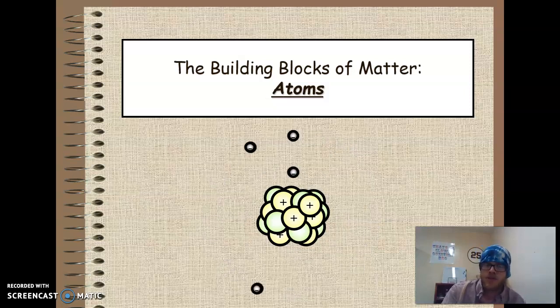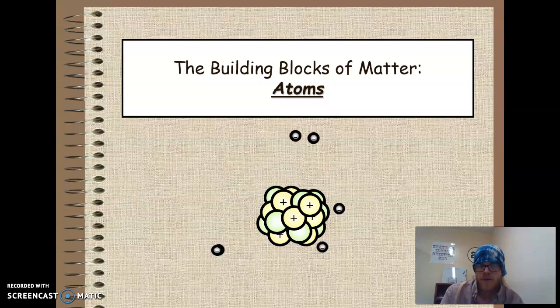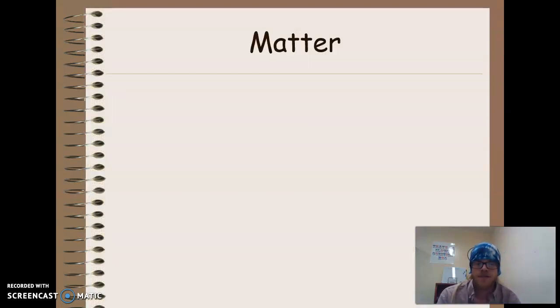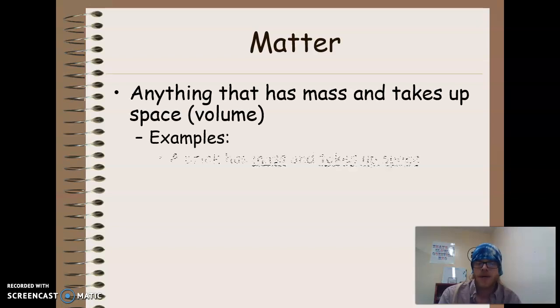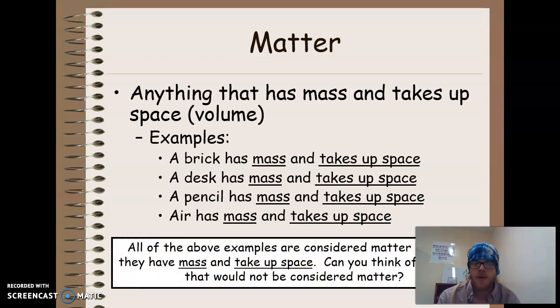This picture is a pretty good representation of a model of an atom. We've got some protons and neutrons in the nucleus, and we've got those little things buzzing around the outside. Those are our electrons. We're going to go through this pretty quick. You're welcome to pause. You're welcome to go back, do whatever you need to do. So this video is here for you.